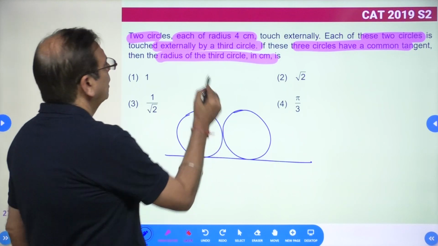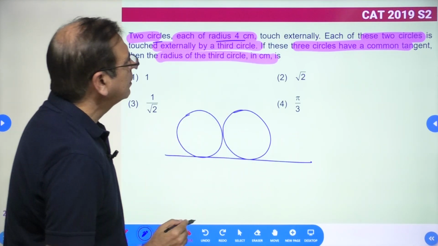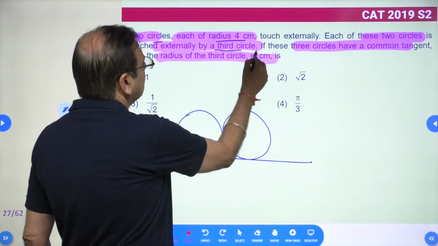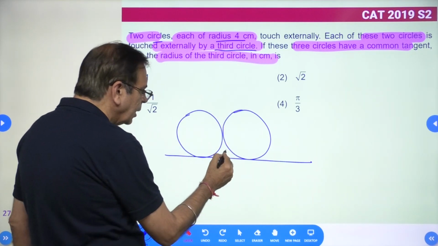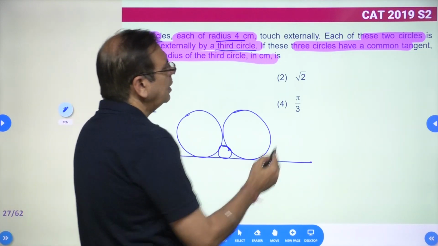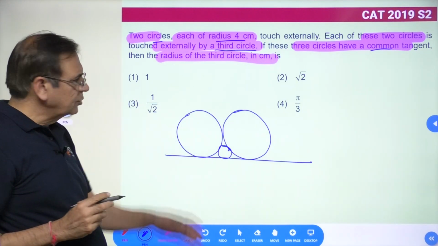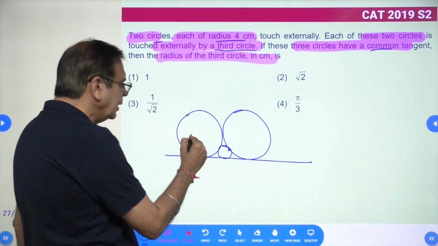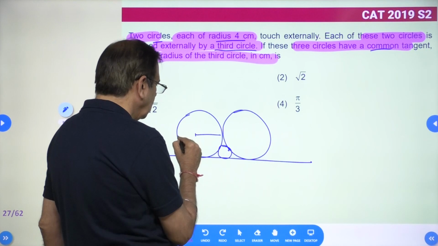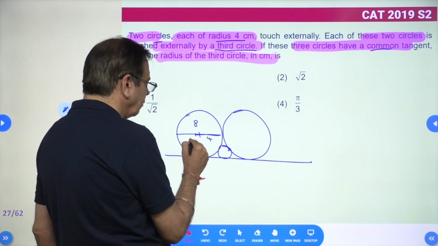The question says 2 circles each with radius 4 centimeters. Each of these circles is touched externally by a third circle. Where will the external touch be? The only place available is here. If these three circles have a common tangent, which is this, then find the radius of the third circle. Now, what is the radius of this circle? This is 4, so the diameter is 8 or the radius is 4.